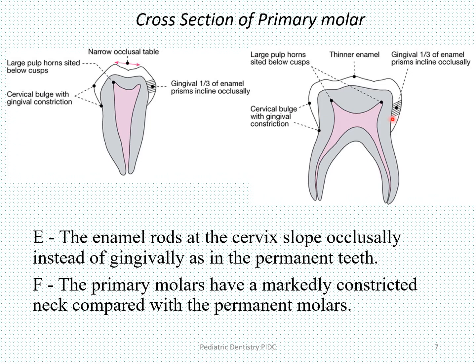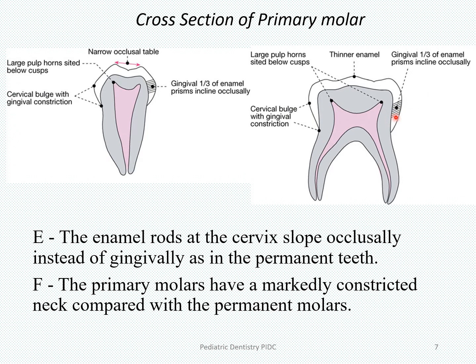in the gingival third the enamel rods are inclined gingivally, and therefore when we are doing amalgam restoration, we had to use gingival marginal trimmers to remove all the unsupported enamel, but it does not happen in primary molars because all the enamel rods in the gingival third are inclined occlusally.